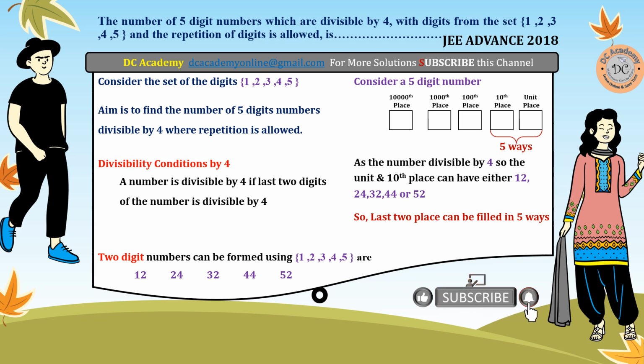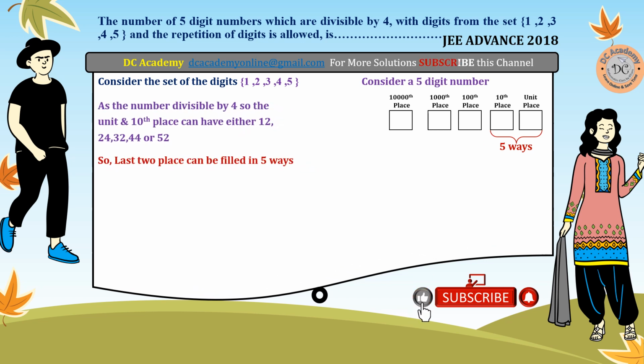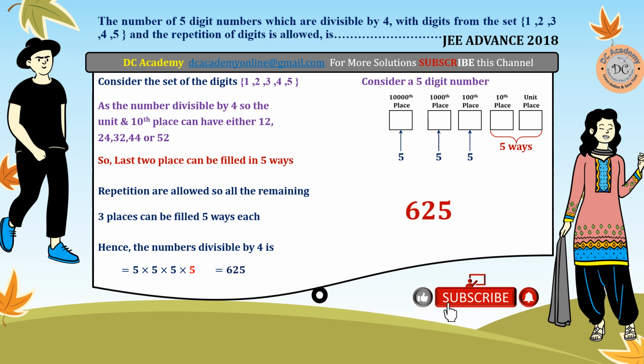Now we have 3 places left, and these 3 places need to be filled. As repetition is allowed, as we already discussed many times for this problem, each of the remaining places can be filled in 5 ways. So all the boxes are filled, and these need to be multiplied. The total number of numbers divisible by 4 is 5 multiplied by 5 multiplied by 5 multiplied by 5, so it will be 5 to the power 4, that is 625. 625 is the correct answer for this particular problem. And that's it. Hope you understood it. Thank you.